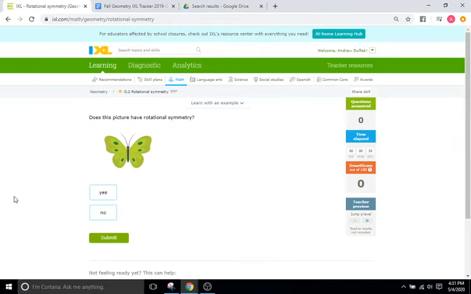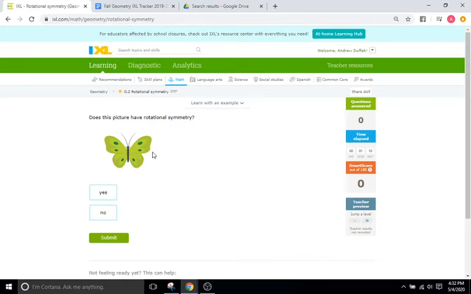Rotational symmetry is just if you chose a point, let's say the middle of this butterfly right here, and you rotated this butterfly, at some point it would overlap on itself perfectly. Now keep in mind, if you rotate anything for long enough, it's going to overlap on itself perfectly, because a full rotation, one full turn, of course is going to overlap on itself perfectly. So rotational symmetry is referring to if it overlaps on itself anytime before a full rotation. So at a 90-degree turn, at a 180-degree turn, or something like that. 360 doesn't count.